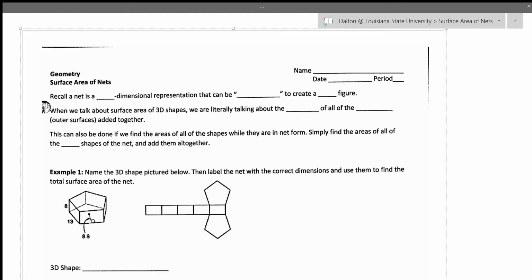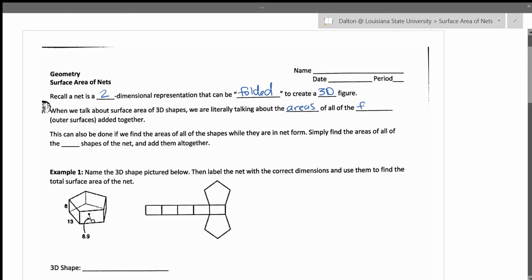Yesterday we talked about nets. A net is a two-dimensional representation that can be folded to create a three-dimensional figure. So when we talk about surface area of 3D shapes, we're literally talking about the areas of all the faces, which are the outer surfaces of a 3D shape, added together.